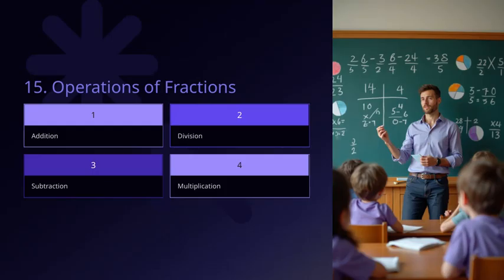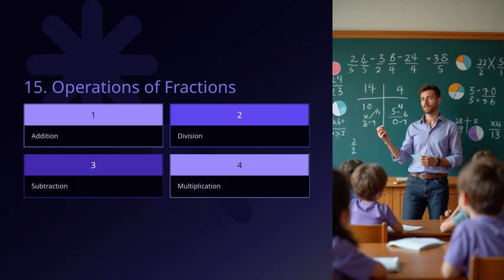Now, let's take a closer look at the operations of fractions. When we talk about addition, subtraction, multiplication, and division, each operation has its own rules and methods. For example, adding and subtracting fractions typically require a common denominator, which means we need to make the denominators the same before combining the numerators.